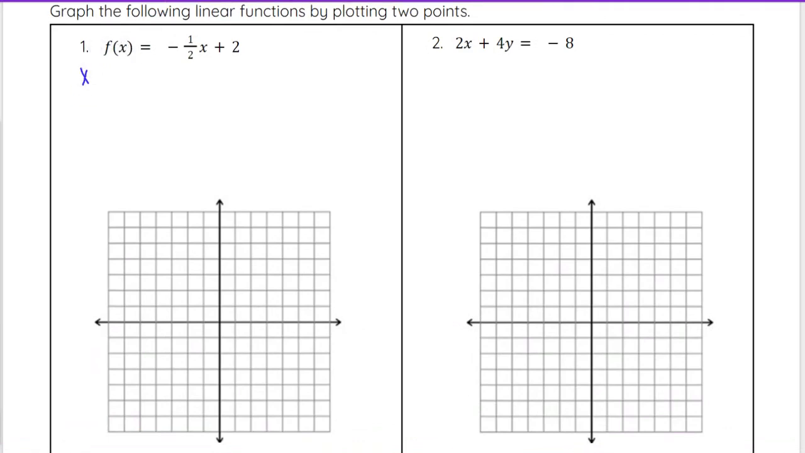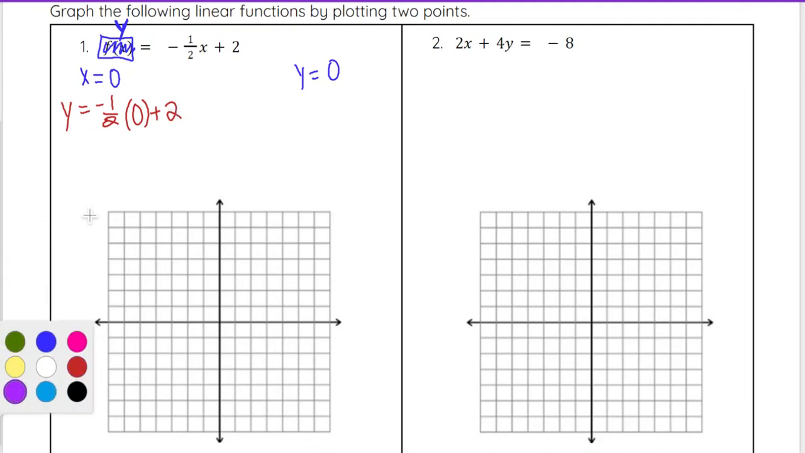So we're going to plug in x equals 0, and we're going to plug in y equals 0. So for x equals 0, notice this says f of x. I just want to remind you, if you want to rewrite that as y, that really means the same thing. So y equals negative 1/2 x plus 2. Let's put 0 in for x. So we have y equals negative 1/2 times 0 plus 2. And then we just go ahead and solve for y.